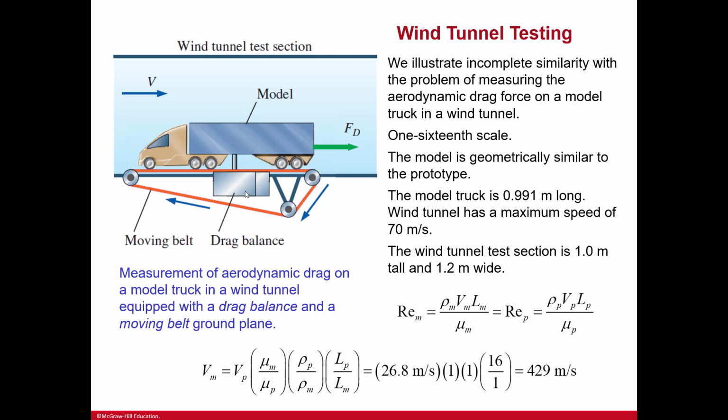So you can illustrate incomplete similarity with the problem here, measuring that aerodynamic drag force. It's a 1/16 scale. It's geometrically similar to the prototype. It's 0.991 meters long. And the wind tunnel has a max speed of 70 meters per second. The wind tunnel test section is 1 meter tall and 1.2 meters wide.